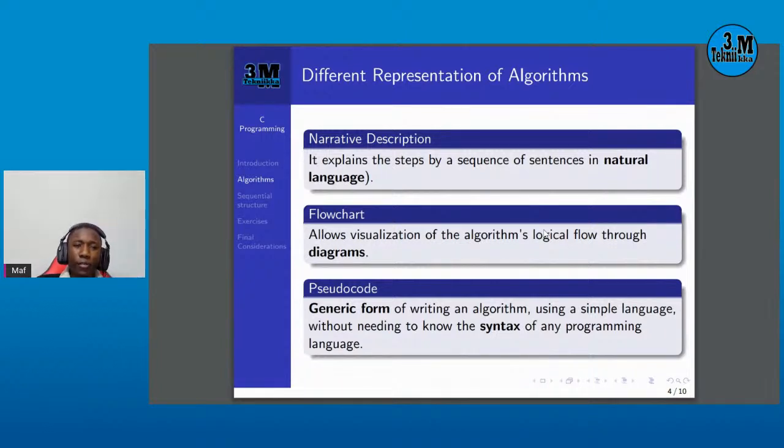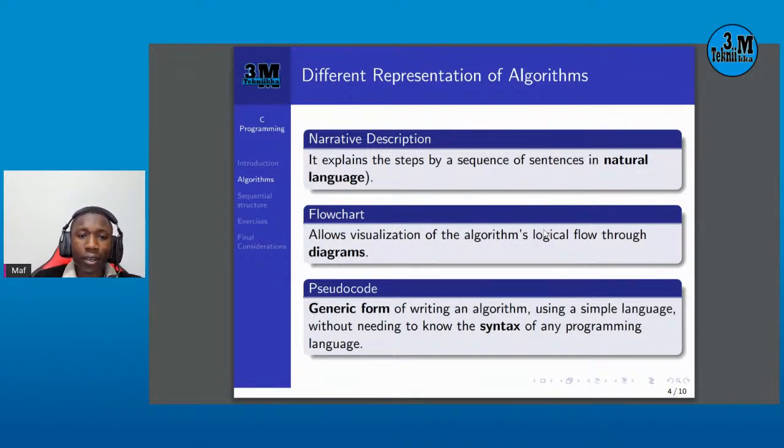Narrative description, flowchart, and pseudocode. These are the 3 different representations for an algorithm. When we're talking about narrative description, we're talking about words, natural language. You can write an algorithm in natural language, like when you are solving some task in your kitchen, or even in your house, you have to write some steps or at least think in steps. This is an algorithm in your head, in natural language.